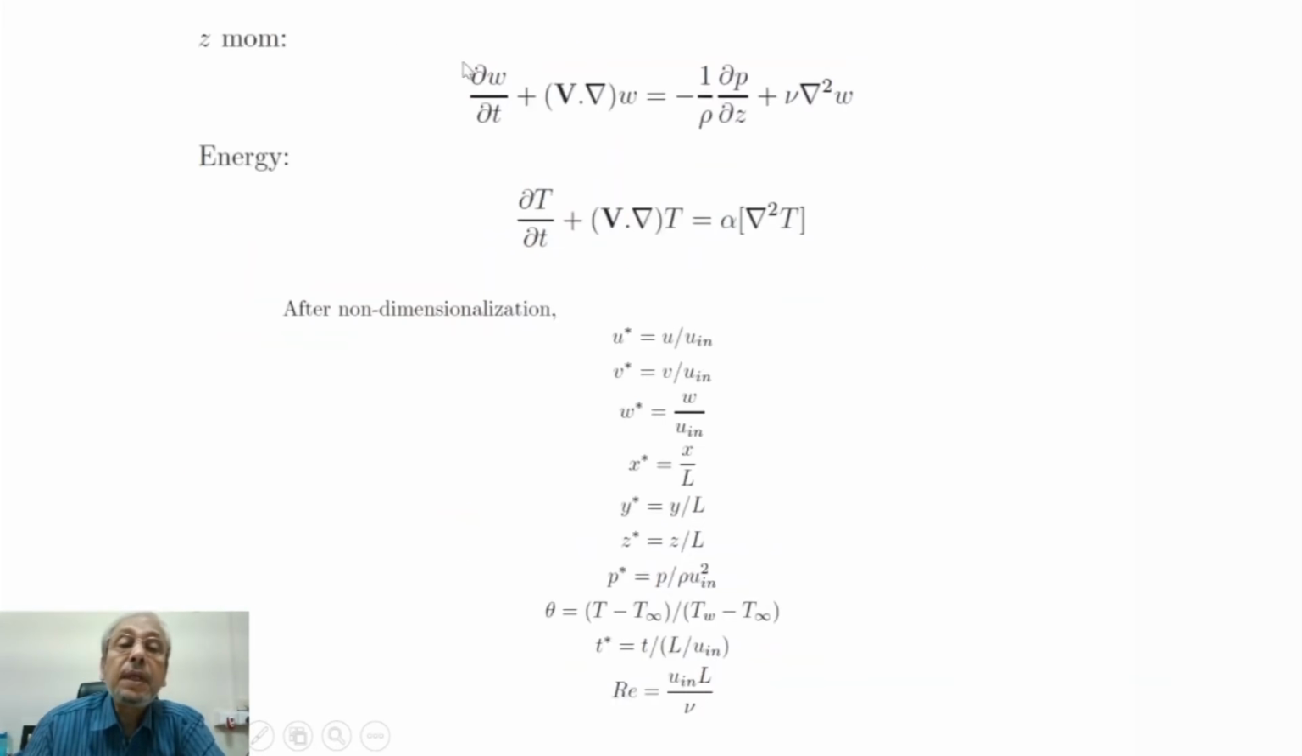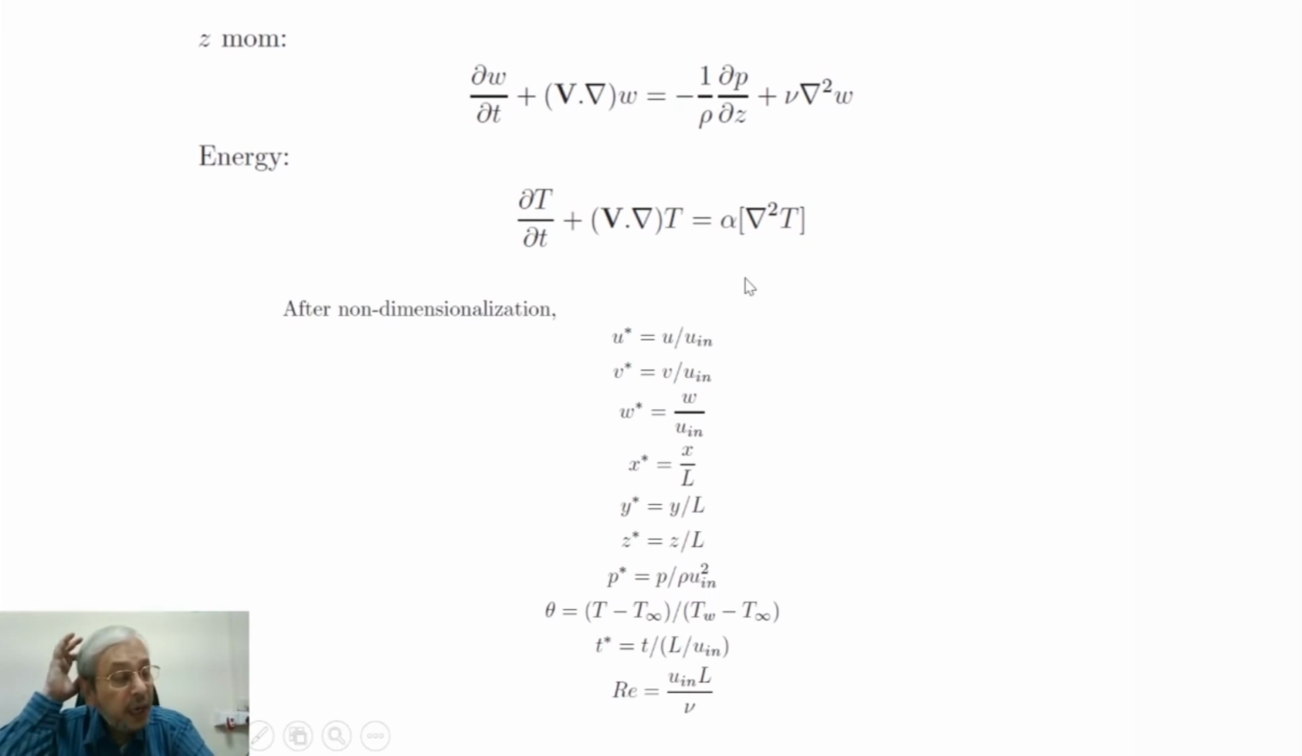Z momentum equation: ∂w/∂t plus V dot grad operated over w equal to minus 1 by rho ∂P/∂z plus nu grad square w. And the energy equation is ∂T/∂t plus again V dot grad operated over temperature equal to alpha, thermal diffusivity, grad square T.